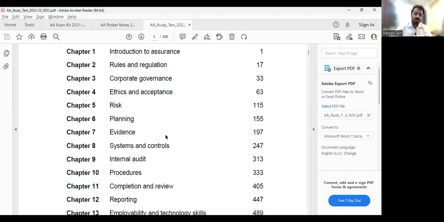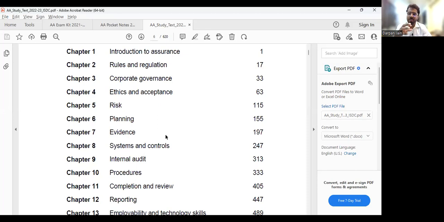Let me open the study text for you. So we've completed the systems and controls chapter, right? Now we're moving to the next chapter, which is about audit procedures. Should I show you once what chapters we've already completed? Yes. Look at the index. We've already done chapter 1 to chapter 8, all of those chapters are done. Now we're moving to chapter 10, procedures.